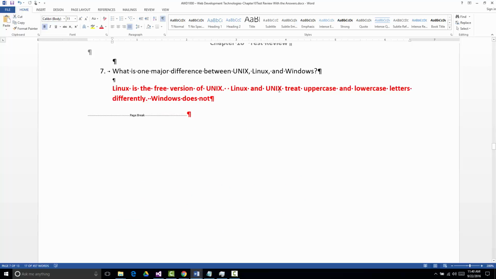What is one major difference between Unix, Linux, and Windows? Linux is Unix. It's the free version of Unix. But this is the key thing right here. Linux and Unix treat uppercase and lowercase letters rather differently. Windows does not. So in other words, Unix and Linux, which again is a derivation or a type of Unix, are case sensitive. Windows is not case sensitive. However you want to word that.